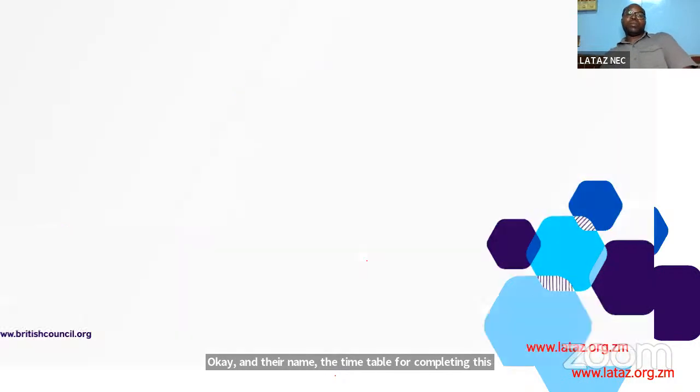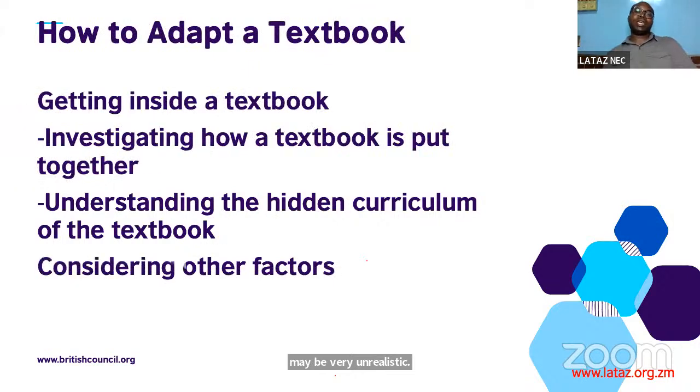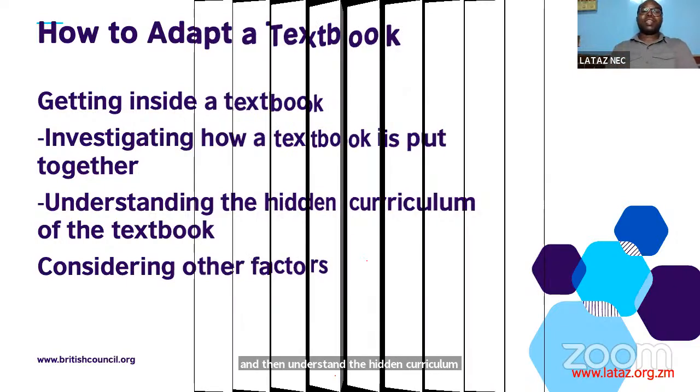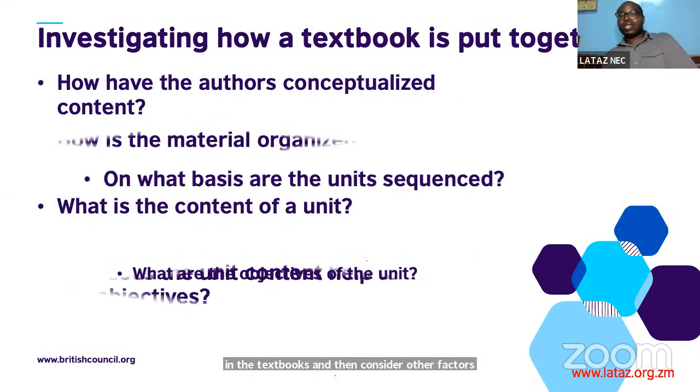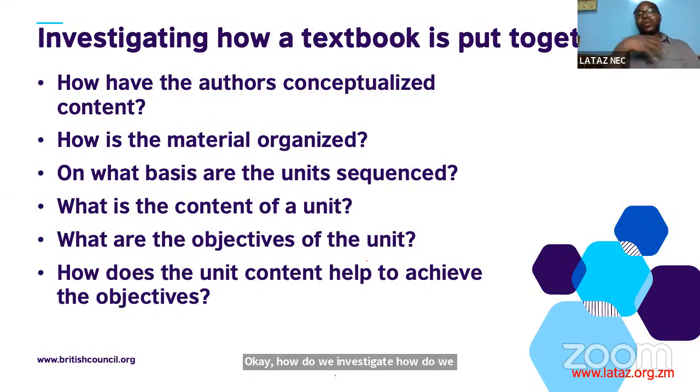How do we adapt a textbook? You get inside it, investigate how it was put together, understand the hidden curriculum in the textbooks, and then consider other factors. How do we investigate how it was put together? You ask these questions. How have the authors conceptualized the content? How is the material organized? And on what basis were the units sequenced?